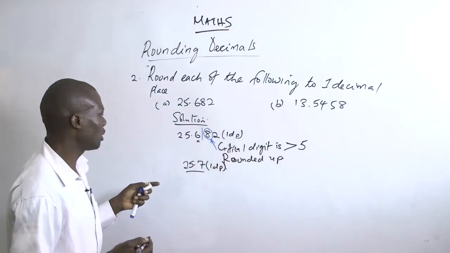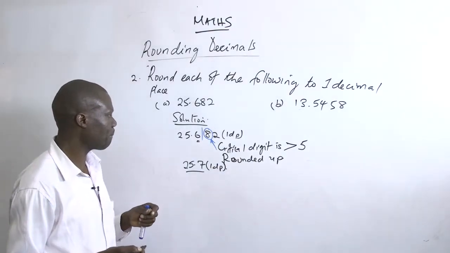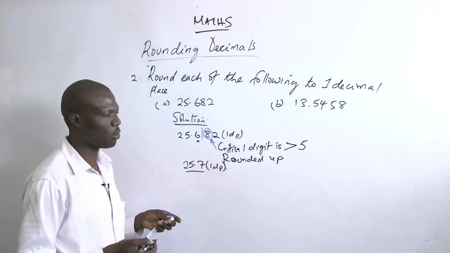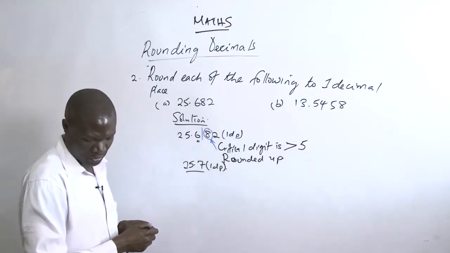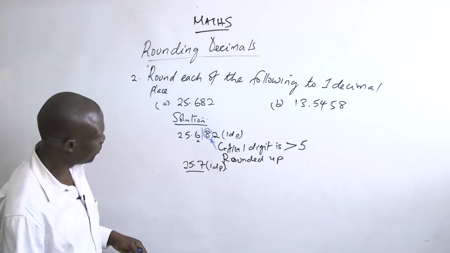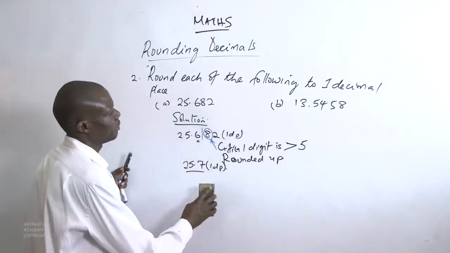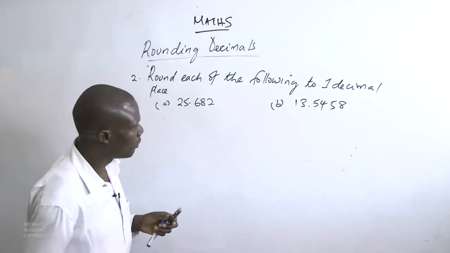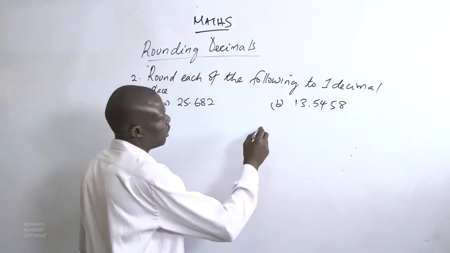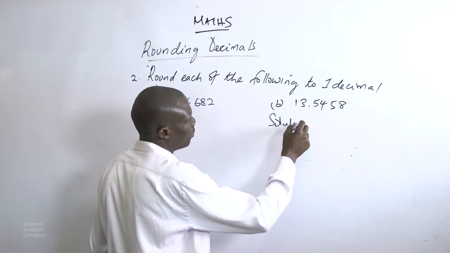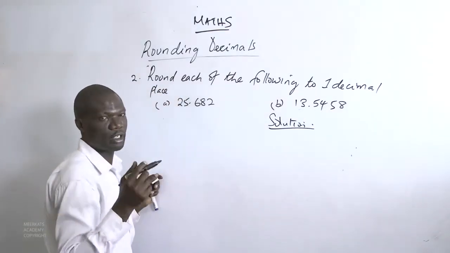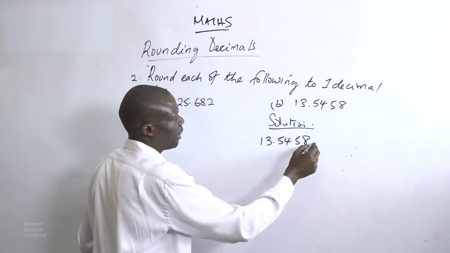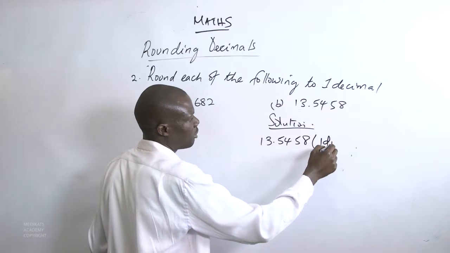So you notice that one decimal place is simply counted right from the decimal point on the right, and that is what we have. For the second question, in our solution, we need to reduce this to one decimal place. What we have is 13.5458. We want to round it to correct one decimal place.